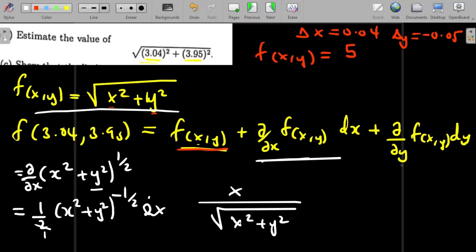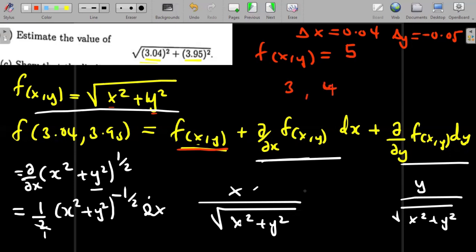When I do it with respect to y, I'll just get the same thing, but I'll have y over root of x squared plus y squared. So now at this point, I must put in my x and my y values. I must evaluate this. So what I get when I evaluate, I must put my x there on top, which is by saying my x is 3 and my y is 4. X is 3 and y is 4.